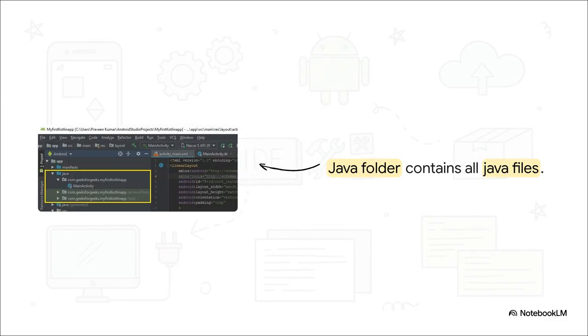Next up is the Java folder. This folder is essentially the brain of our operation. It contains all of our logic. And because we named our activity Main Activity during the setup phase, you'll see a Java file sitting right here with that exact same name, just waiting to execute our instructions.